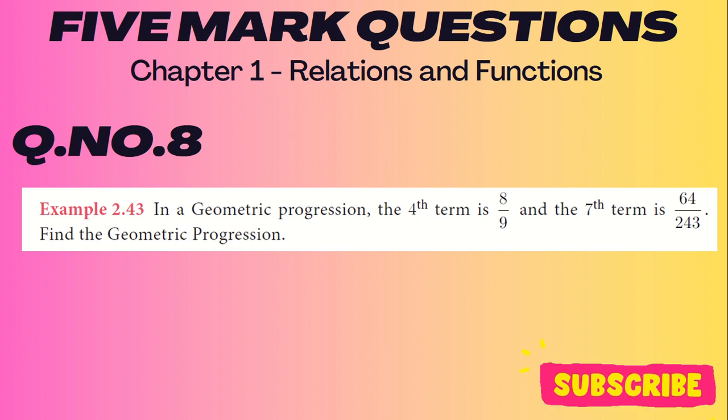So please make note of that. Example 2.43: In a geometric progression, the fourth term is 8 by 9 and the seventh term is 64 by 243. Find the geometric progression.